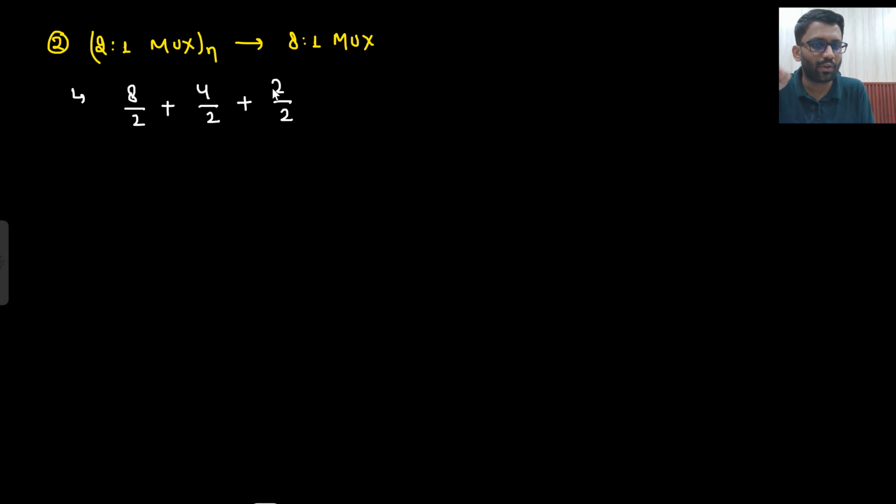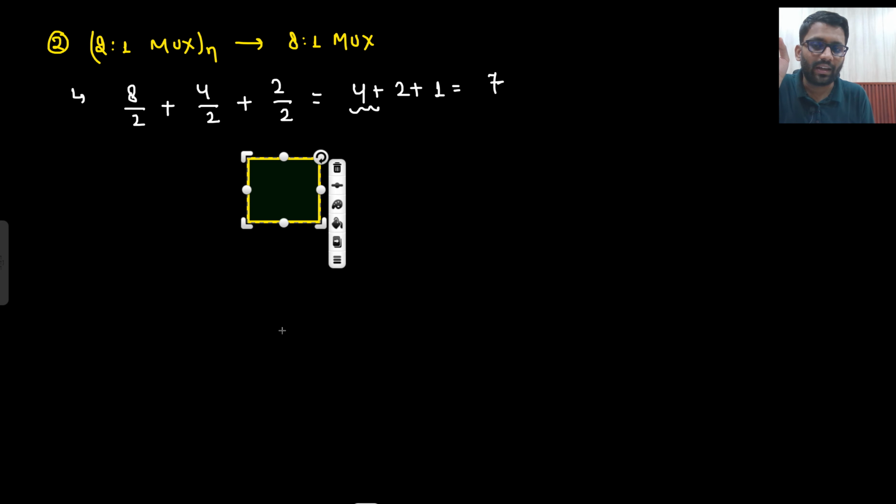4 is divided by 2. What do we get? 2 we get. 2 is divided by 2. What do we get? 1. 1 we are not going to write. So here 4 plus 2 plus 1. Basically how many are there? 7. So what does it tell actually? In an 8 cross 1 mux, there will be 8 inputs. So to take 8 inputs, you require 4 2 cross 1 muxes.